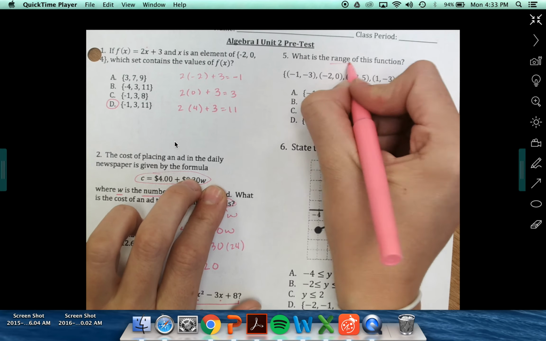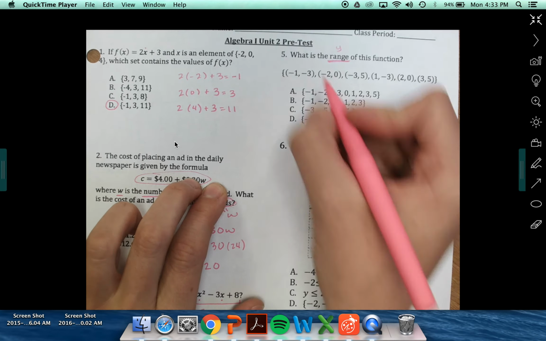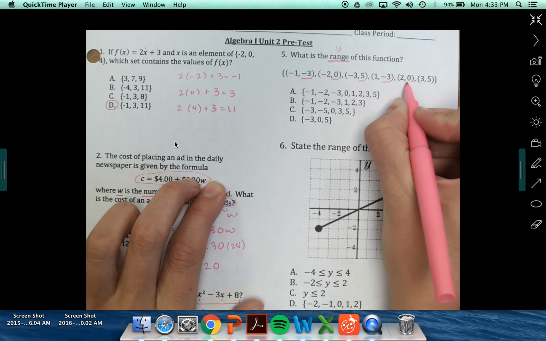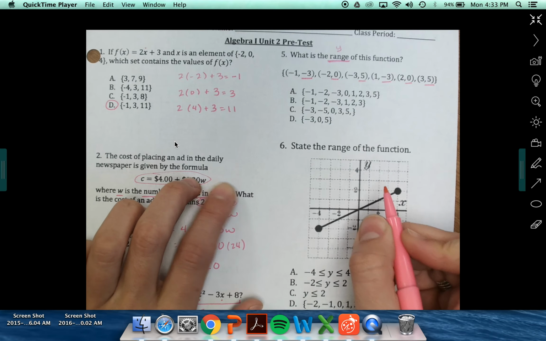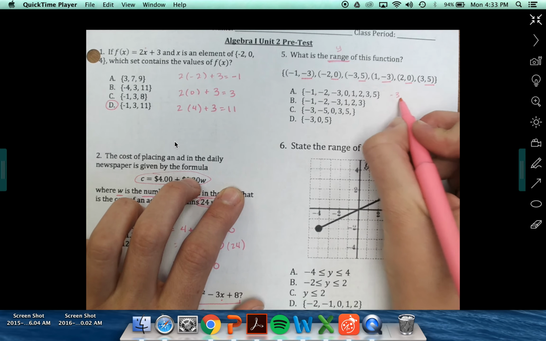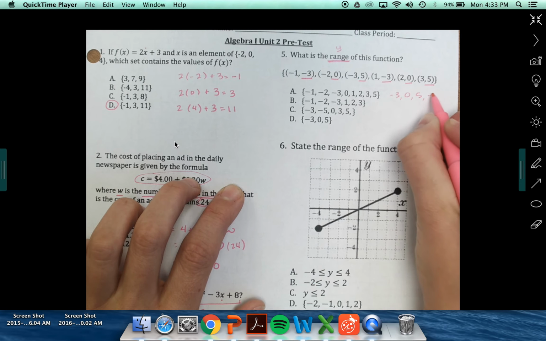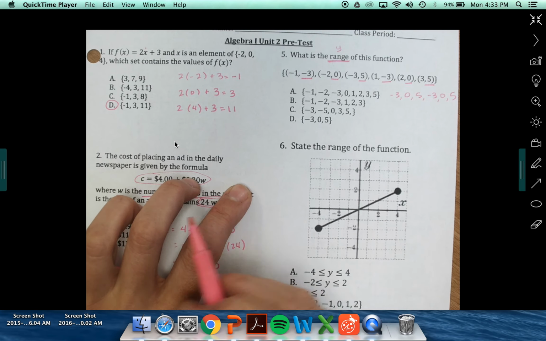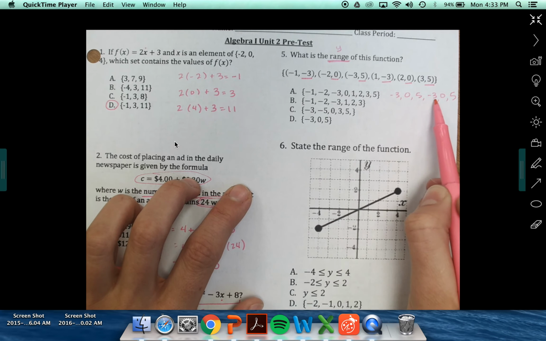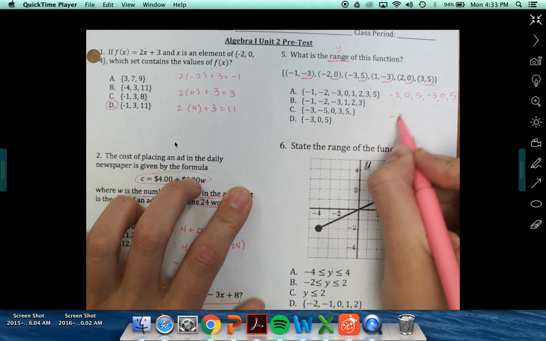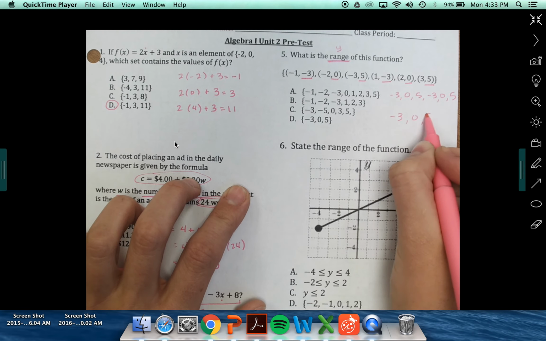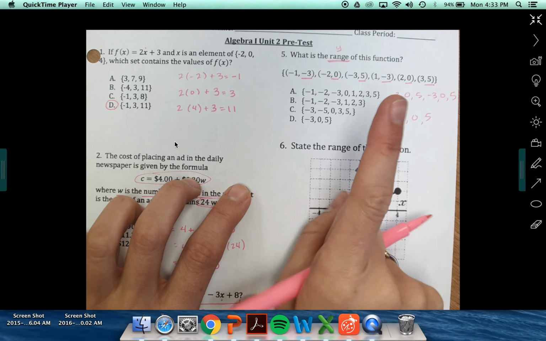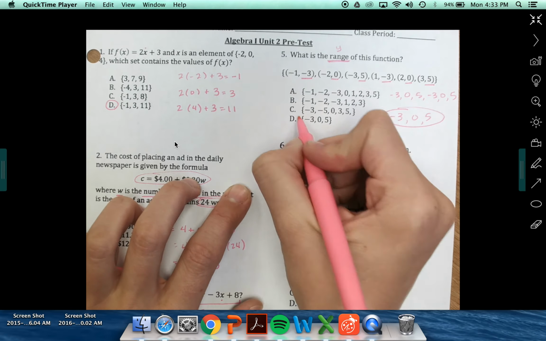5, super easy. What is the range? Range is y. So we're looking at our y values. Negative 3, 0, 5, negative 3, 0, 5. If numbers repeat themselves, notice we have negative 3 and negative 3. We have 2 zeros. We have 2 5s. There is no need to write them more than once. Only write the number once. Okay? So these are our range values, so the answer is D.